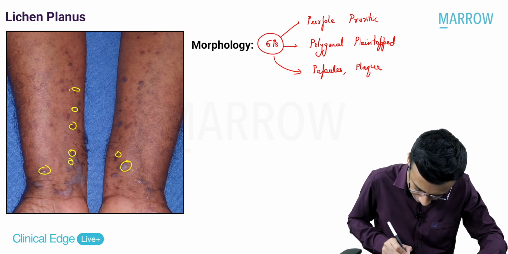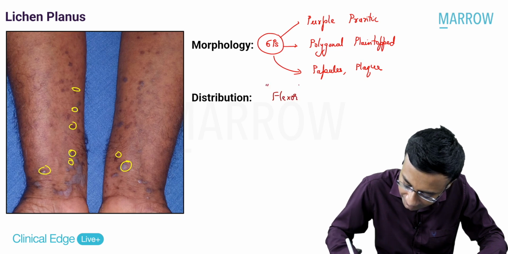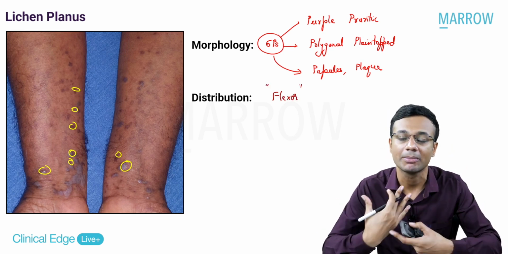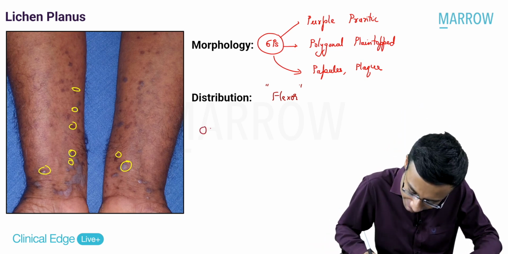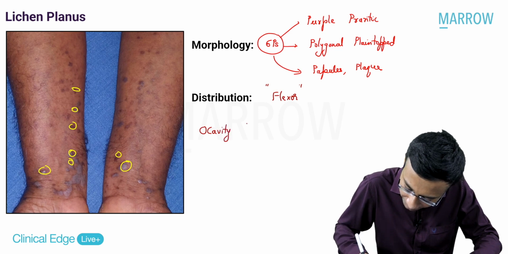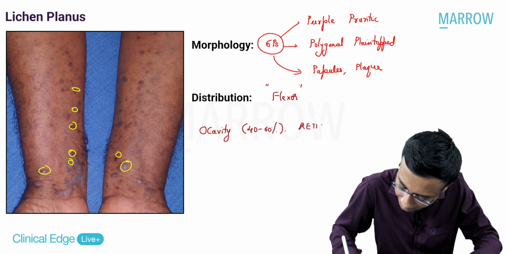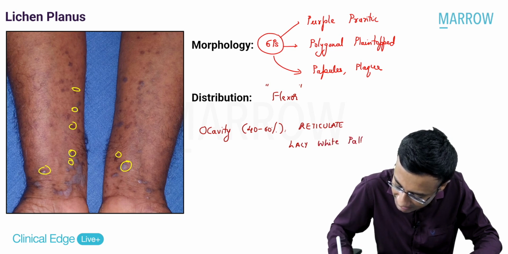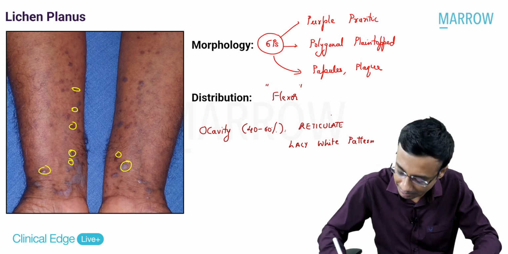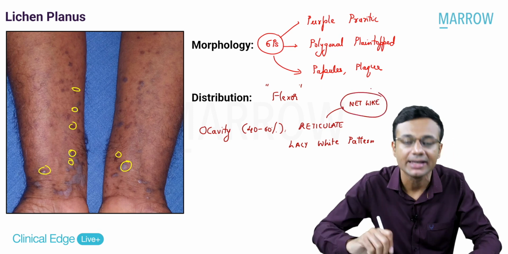You can see the distribution, students. It is classically going to be distributed over the flexor surfaces of the body. We remember psoriasis is predominantly an extensor disease, lichen planus is predominantly a flexural disease, and always examine the oral cavity, because in 40 to 60% of the patients we can have a reticulate lacy white pattern. Please remember the meaning of the word reticulate. Reticulate means net-like pattern.